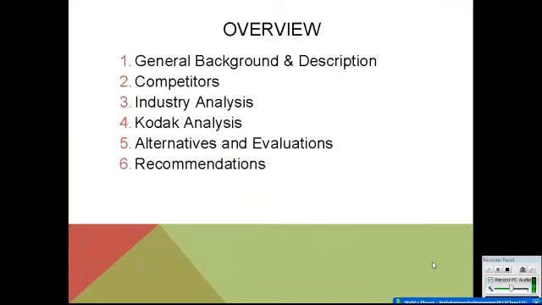We will go to a general background description on Kodak and the industry. We will tell you the major competitors and then go into an industry analysis and then analysis on Kodak itself. We will then mention alternatives and evaluations and then give recommendations.